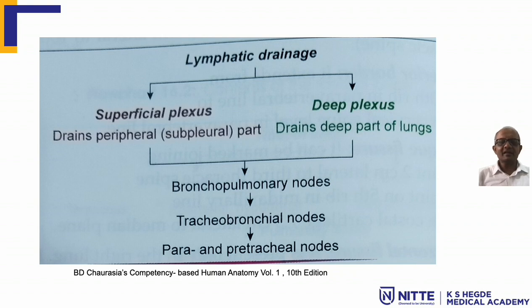We have discussed earlier that the lymphatics from the tracheobronchial nodes will drain into the bronchomediastinal lymph trunk, which will ultimately drain into the right lymphatic duct on the right side or the thoracic duct on the left side.